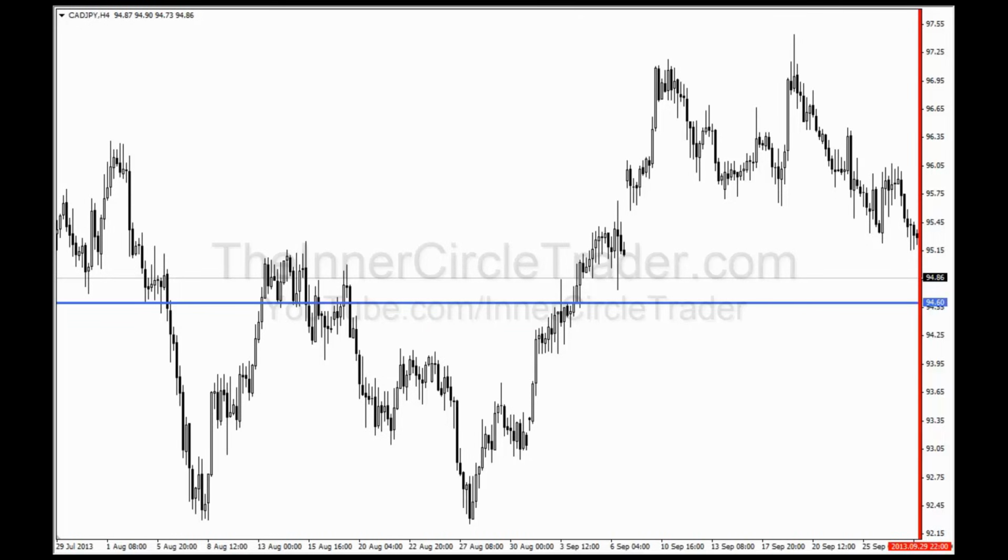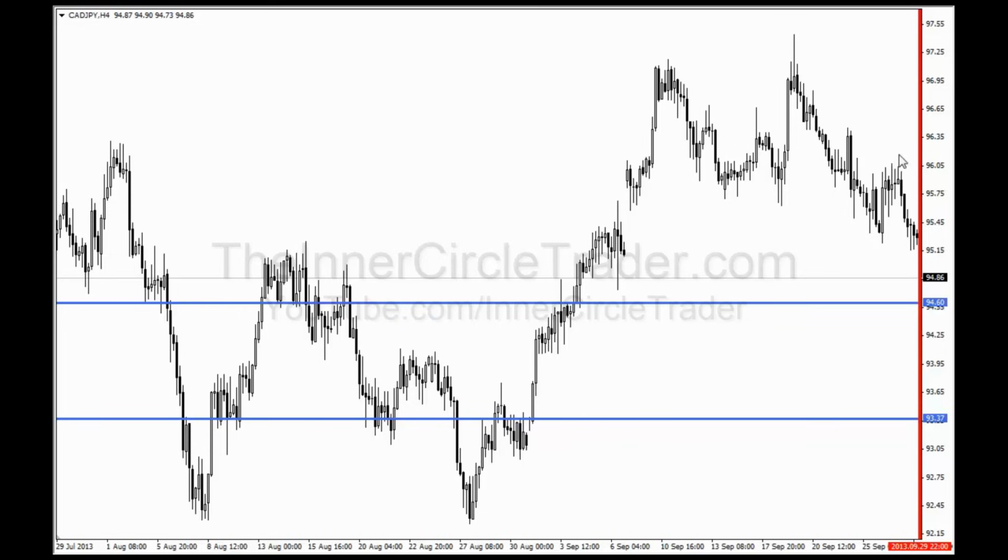Another area where we have consolidation is in here. Prior to the rally up out of that consolidation, the down candle prior to the move is right in here. So we're going to use the high of that candle right in there.